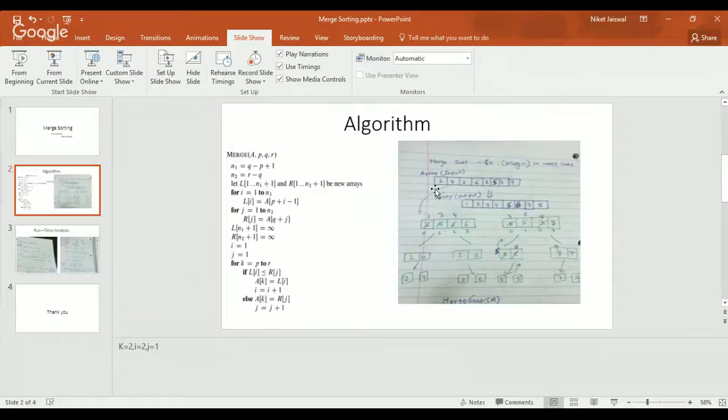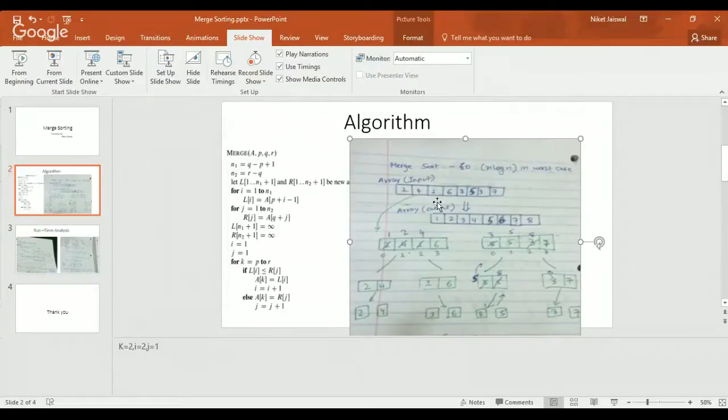If I am given an array of input 2, 4, 1, 6, 8, 5, 3, 7, I need to sort my array into ascending order, so the output is 1, 2, 3, 4, 5, 6, 7, 8. In order to start with this algorithm, there is something called n1 and n2, which denote the lengths of the arrays.